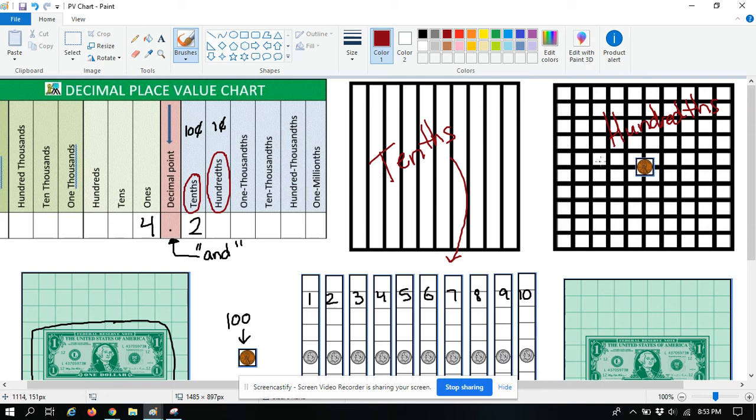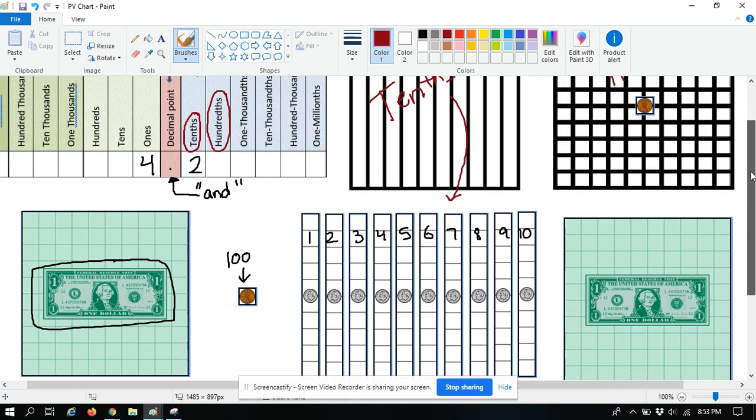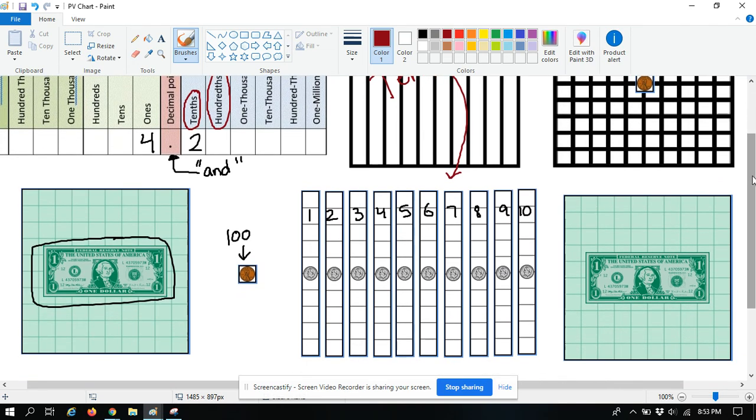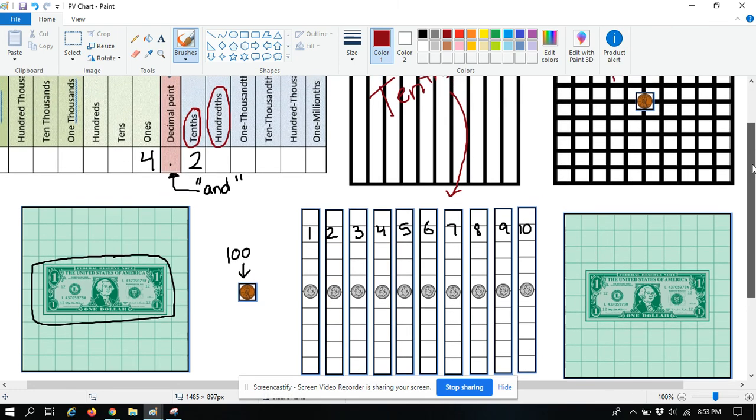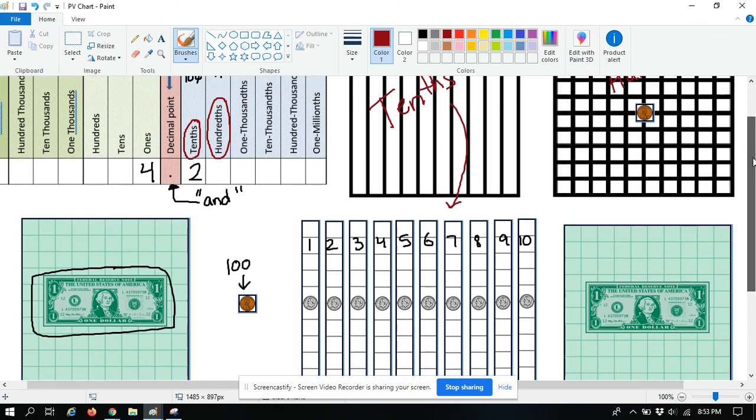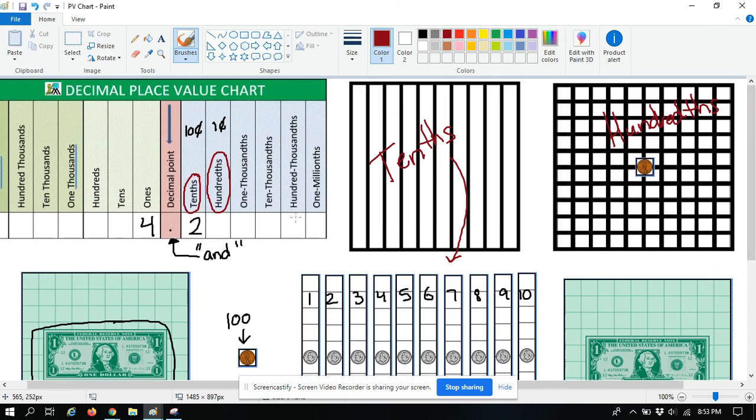I'll probably use other examples that use money, because money is a natural real-world application where we use decimal numbers all the time. Okay? So if you're not comfortable with decimal numbers yet, that's okay. Give yourself some time, because you will become very comfortable soon.